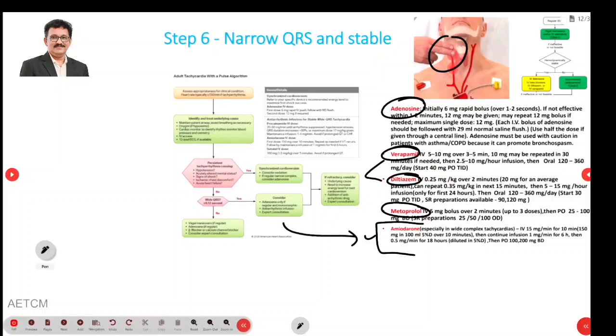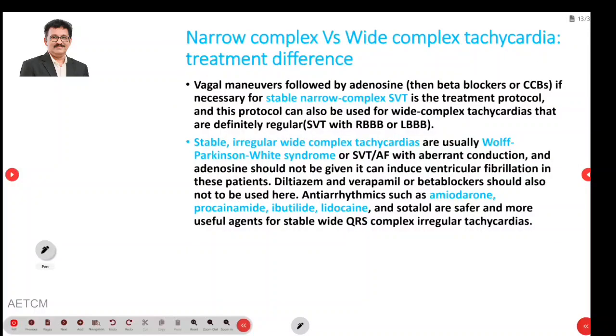Because we don't know what is the reason for wide complex, like SVT with RBBB, SVT with LBBB, SVT with WPW syndrome, or VT. We don't know what is the reason, then also you can give amiodarone. That's why if the QRS complex is wide, amiodarone is a better choice. But if you have good knowledge about ECG, you can still consider the other drugs given here, because if you have wide complex tachycardia with an RBBB pattern, you can still give adenosine. There is no issue. But I am not going into the details of that. ACLS you have to train and you have to understand.